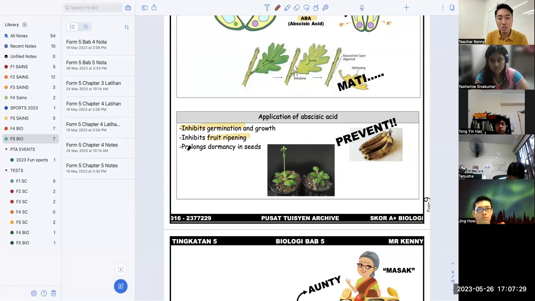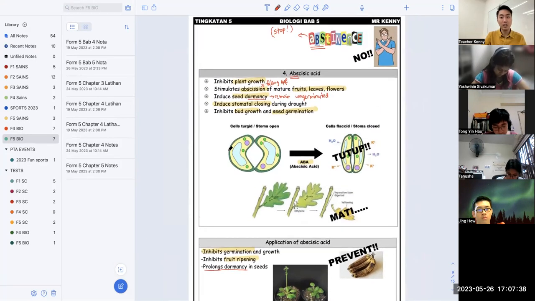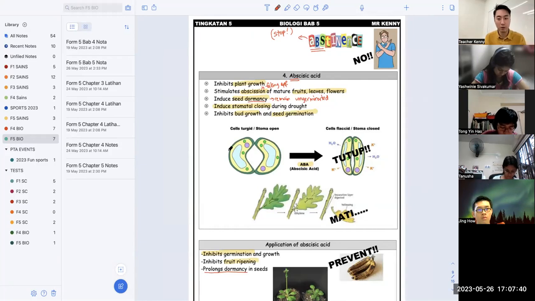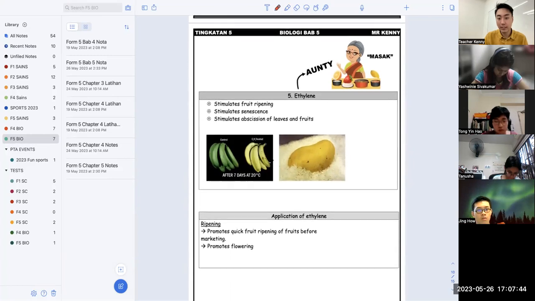Yeah, we want seeds to prolong their dormancy. Again, dormancy means remain as a seed. Yeah, you don't do that. So far, so good. Can? So this is a don't hormone. Yes, no? Can I understand? Next.